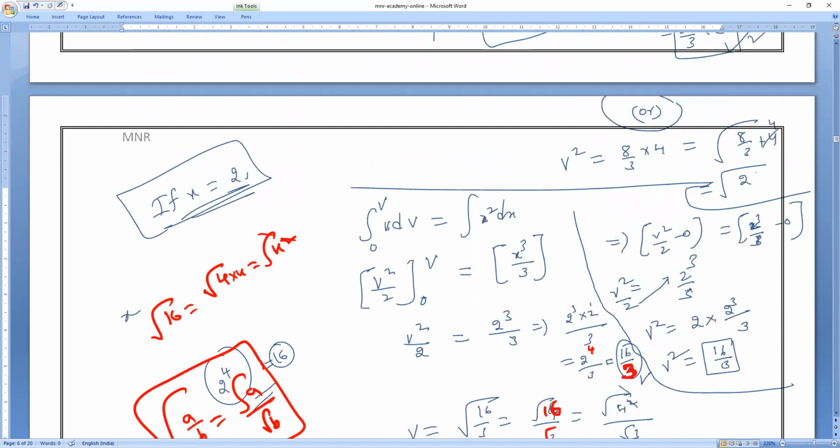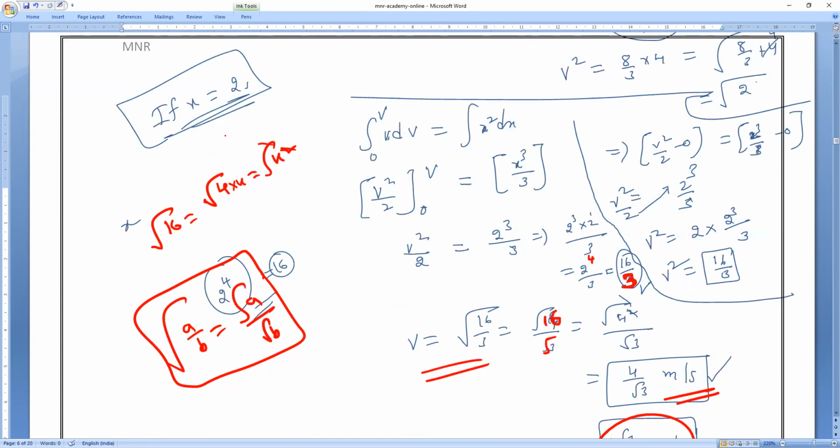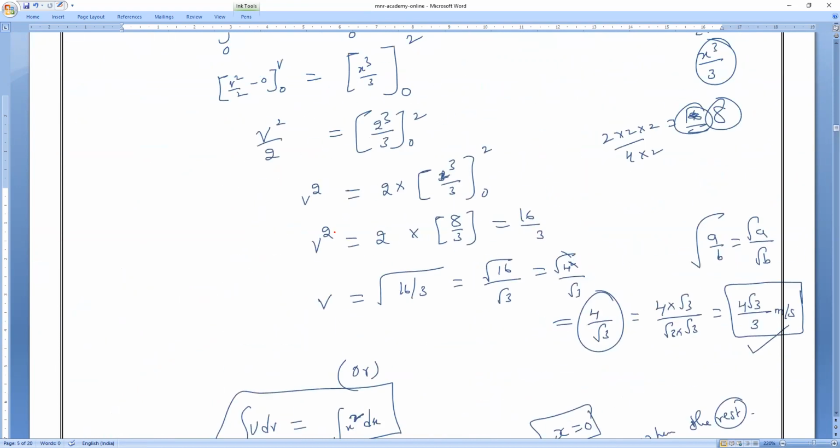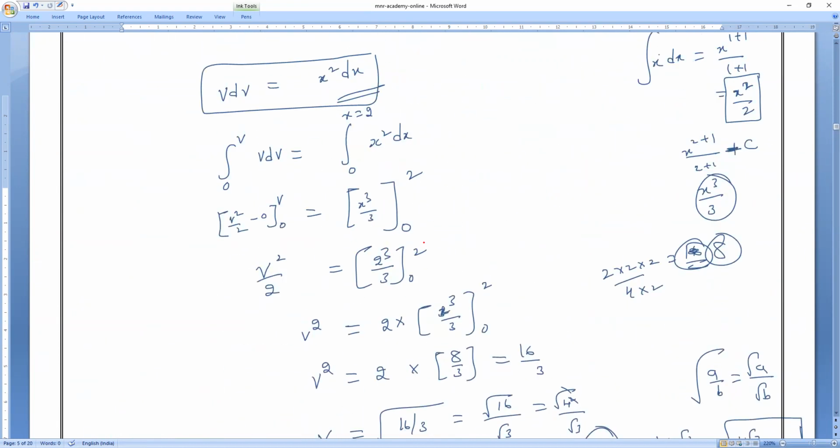This last question is very, very important. So you have to remember, we find v when x is equal to 2 meters. That is, x equals to how much, guys? We have taken x equals to 2 meters. And they have given that at x equals to 0, the body is at rest. So that is why the limit we are taking is 0 to 2.